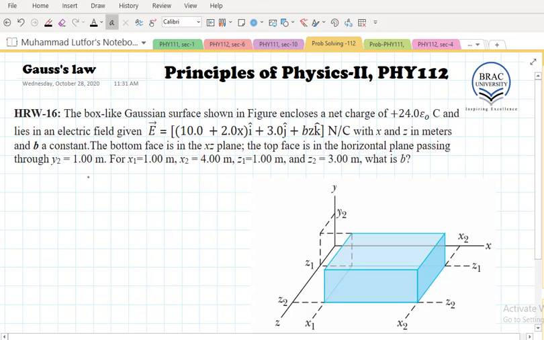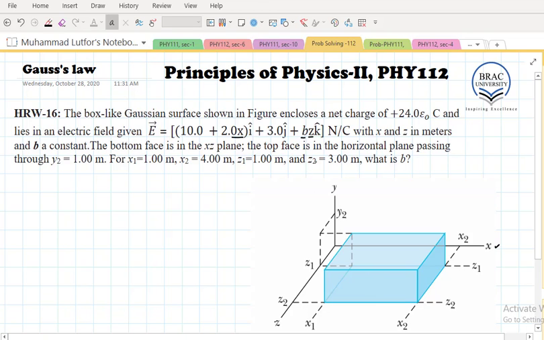That electric field is given as a function of x and z, so it is a variable electric field. Look at this, this is a function of x and also z over here. And there is a parameter b, with x and z in meters, and b is a constant. The bottom face of this box is lying in the xz plane. So this is your x and this is your z.